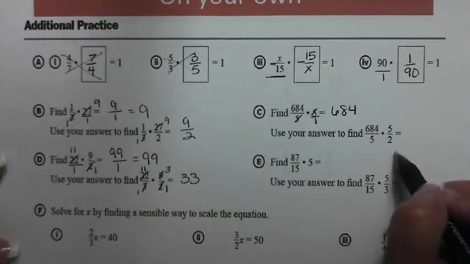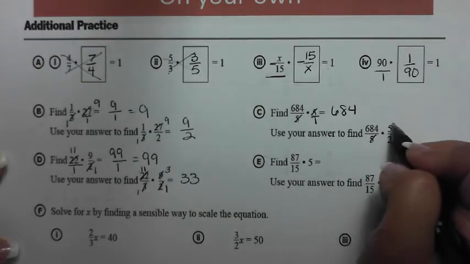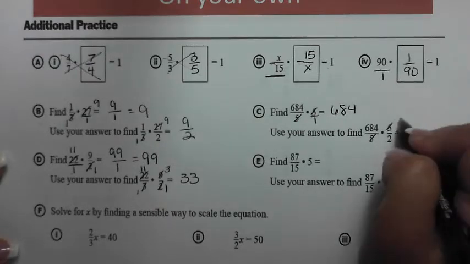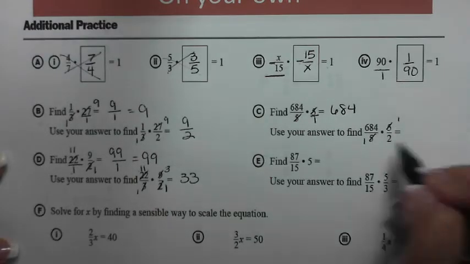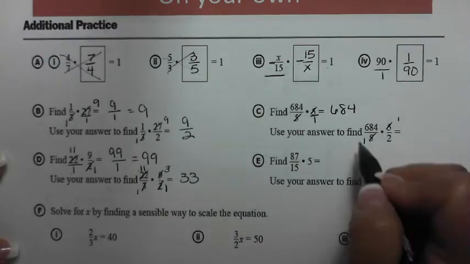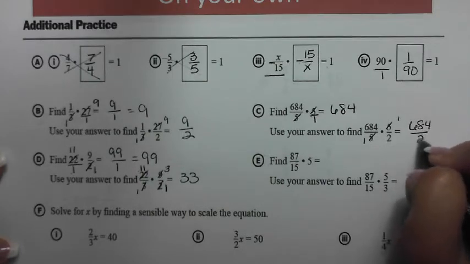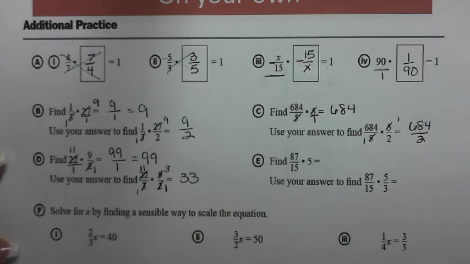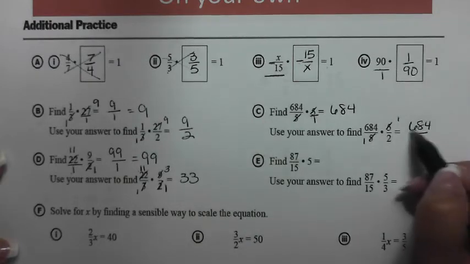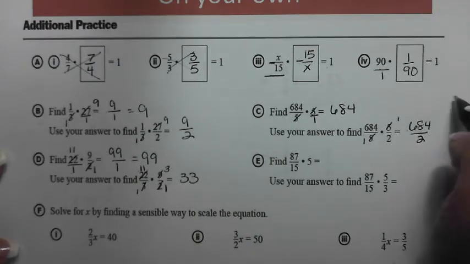Same thing here. Now, we have 5 goes into 5 once. And 2 will go into 6. But let's just multiply across here. We have 684 divided by 2. That's what that means. If you multiply straight across, 684 divided by 2. Let's do that problem up here.